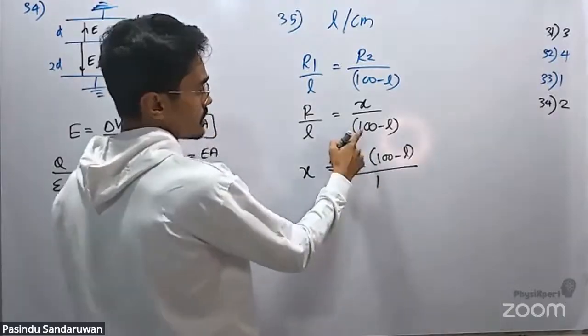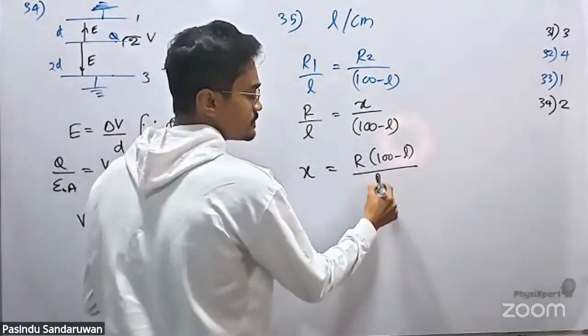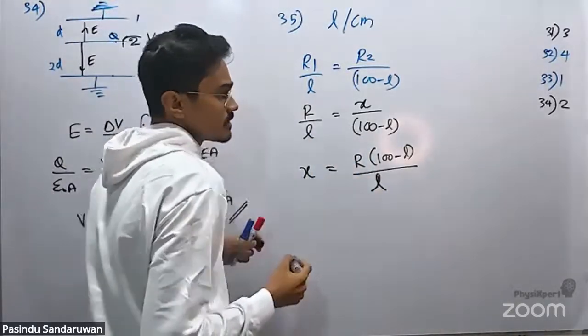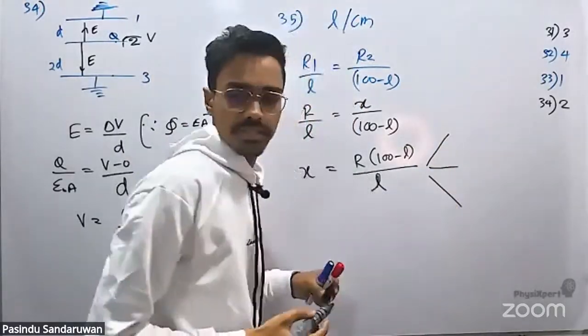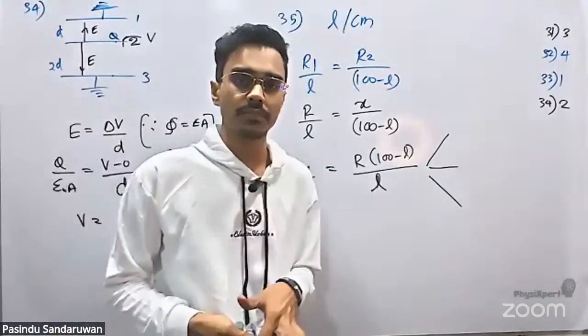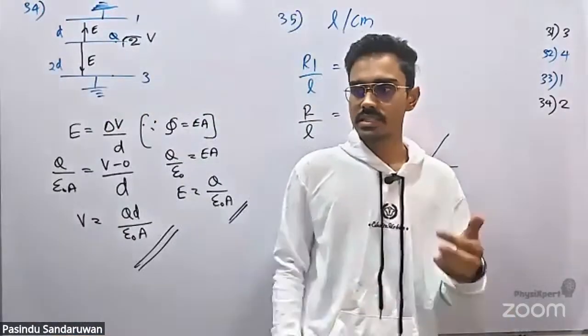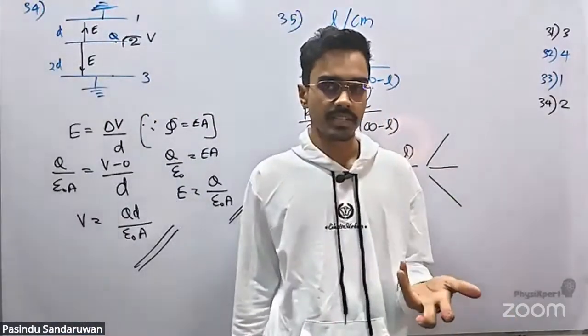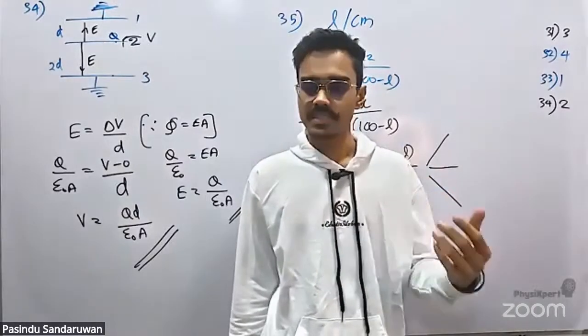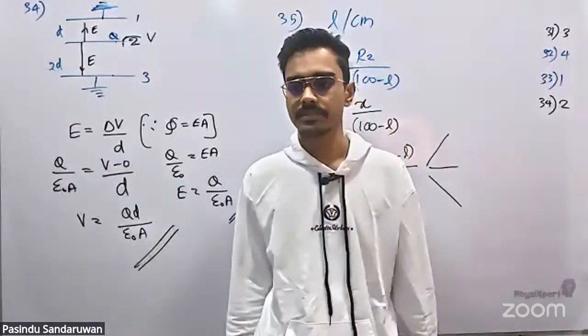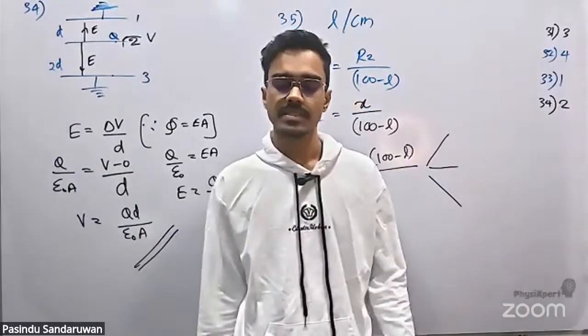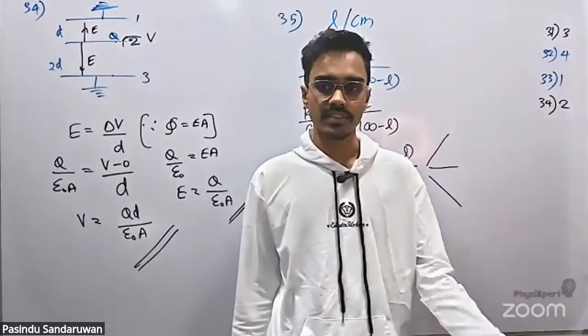Sorry, R times 100 minus L over L. Right? Now, if I apply those given values for these three, then we can get some idea about the value of X now. Because this is about the same experiment. And these are some instances where we have got different values for the experiment.